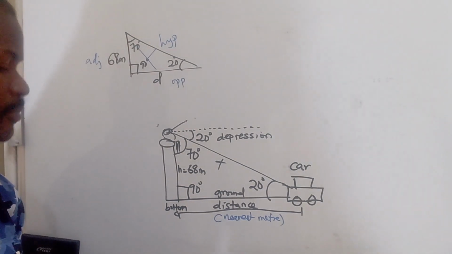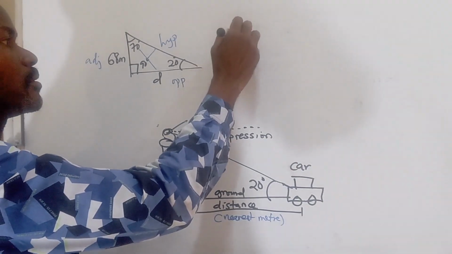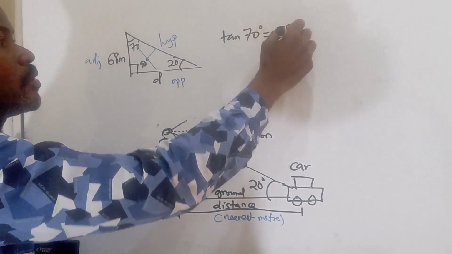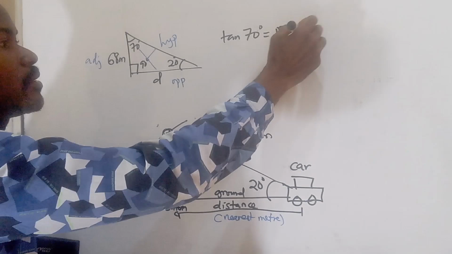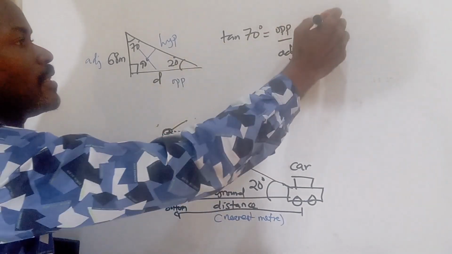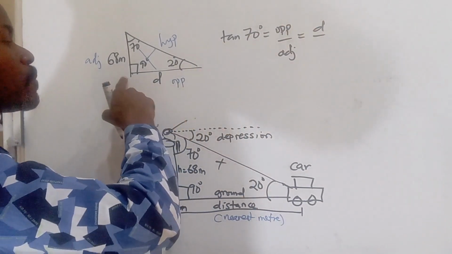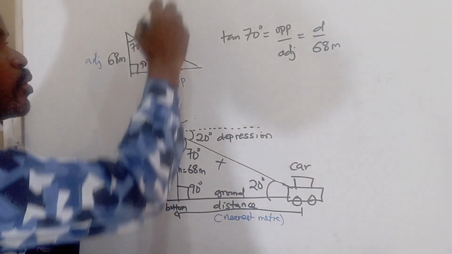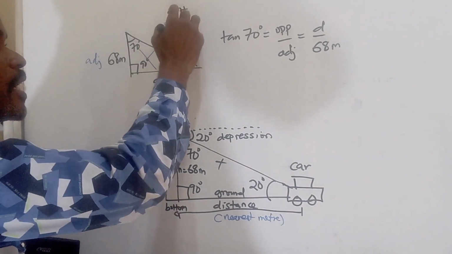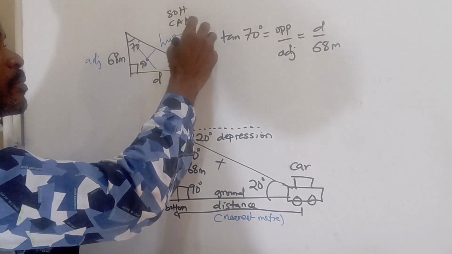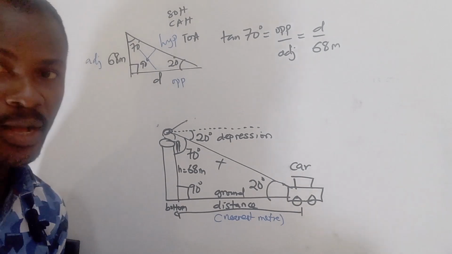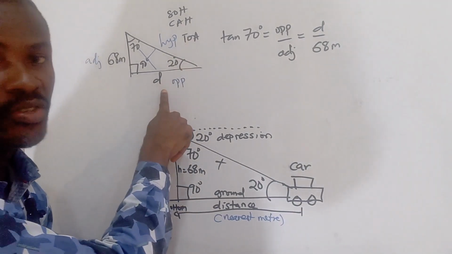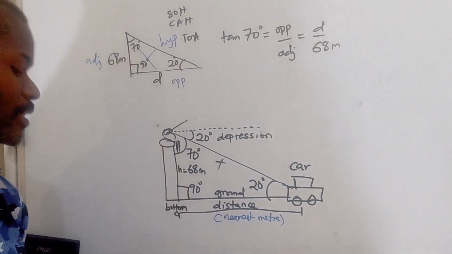So I can say tan 70 degrees is equal to opposite over adjacent. The opposite here is the distance, divided by our adjacent, which is 68 meters. Remember, we are using the principle of SOH CAH TOA. From the question, we have to apply TOA, because we have our opposite that we're looking for, which is the ground distance, and we have our adjacent.